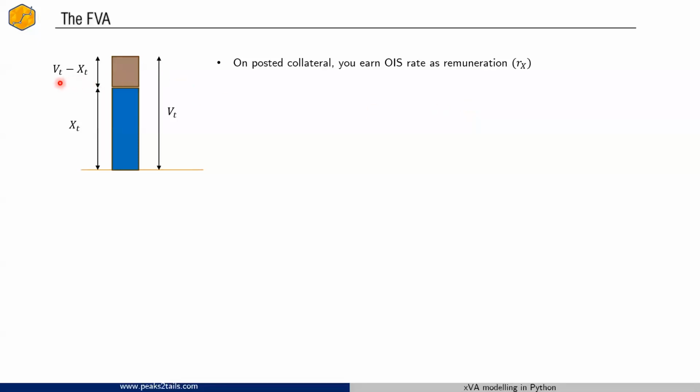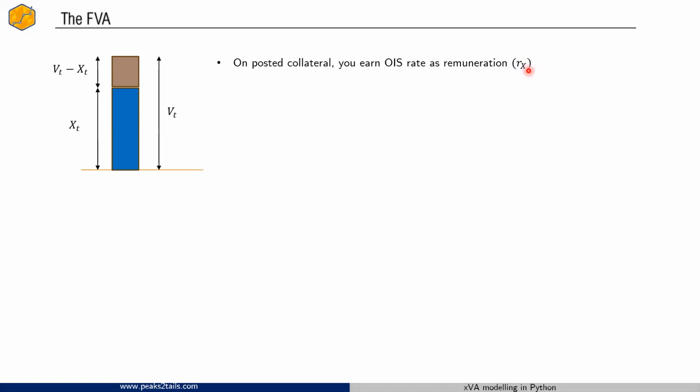Correct? Now, in order to post collateral, you have to borrow it. Right? To borrow the collateral, based on your funding rate, at that rate you will be able to borrow the collateral. You will borrow the collateral at your funding rate for this much amount that you want to hedge, and post it in the other transaction, the hedge derivative. But for the collateral that you post, you actually earn some remuneration also, right? So when you post collateral, you earn some, I mean, this is also debatable.